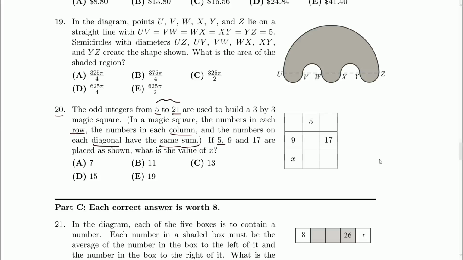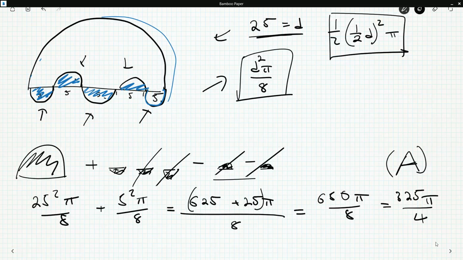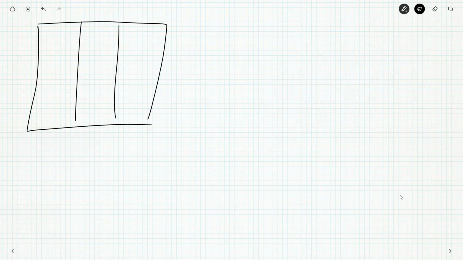But, yeah, let's copy this down into our notebook. Let's get question 19 out of the way. And we'll just draw a big 3x3 grid. So we've got 5 up here, 17 here, and 9 here. And I just want to know what is x. Okay? What is x? So, what can we do here?